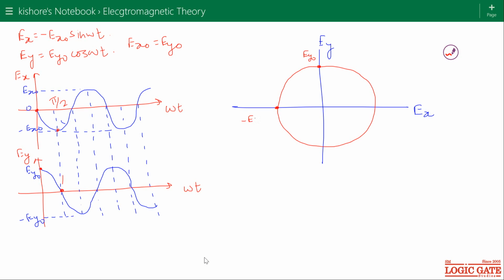So the next point is minus Ex0. For omega t 0, the point was at Ey0, and for omega t pi by 2, the resultant is at minus Ex0. It means it is moving towards this direction. So we can say the orientation of this circularly polarized wave is counterclockwise or anti-clockwise, and the z direction is normally outwards. This is counterclockwise circular polarization.